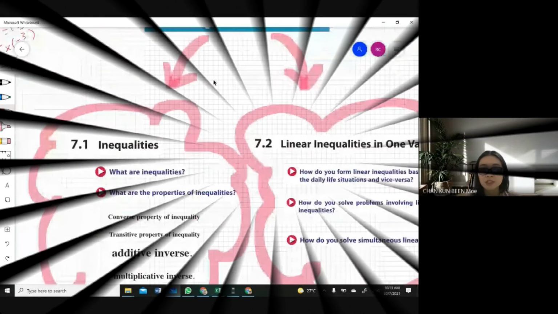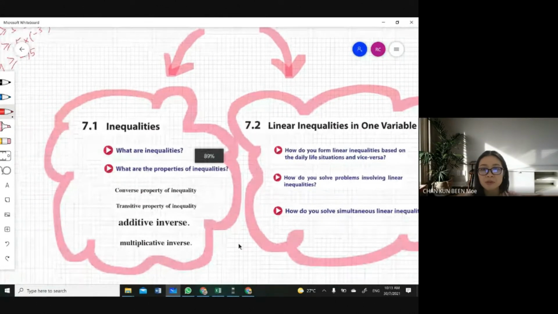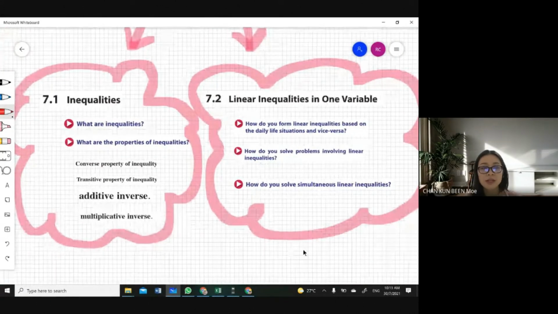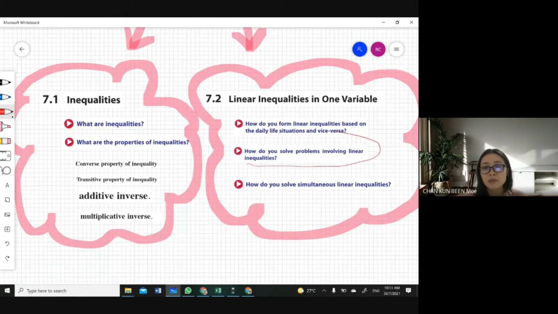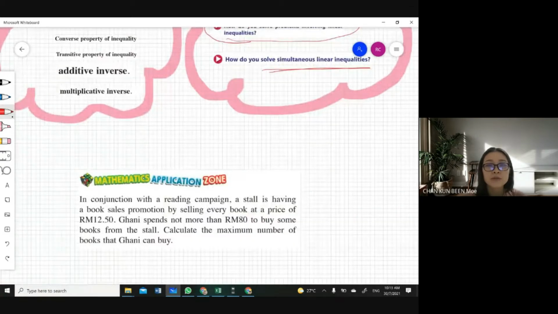Still in the same chapter. So you can see previously these are the things that you have learned. Basically we are just going to learn how to solve problems involving linear inequality, this part, and also solve simultaneous linear inequality later on. So we will go through the first question over here first.